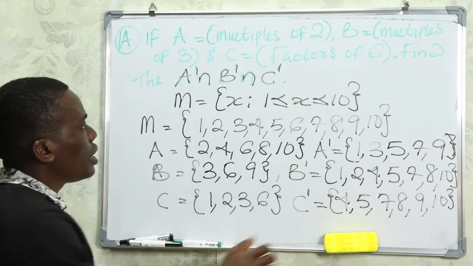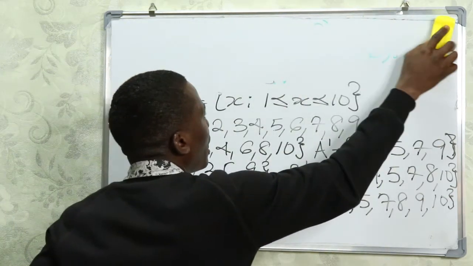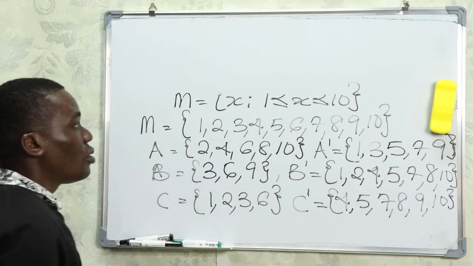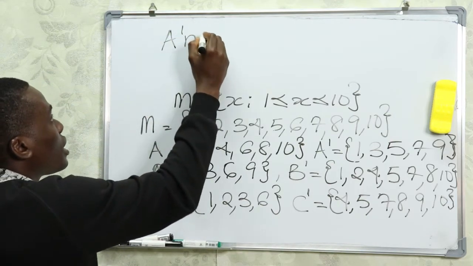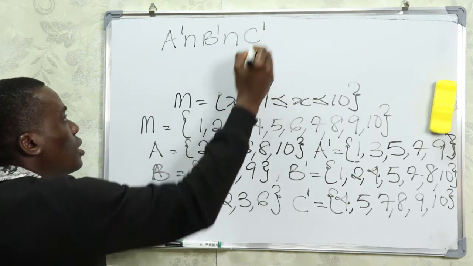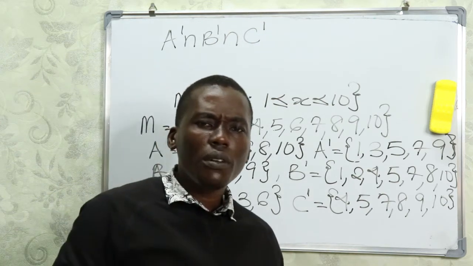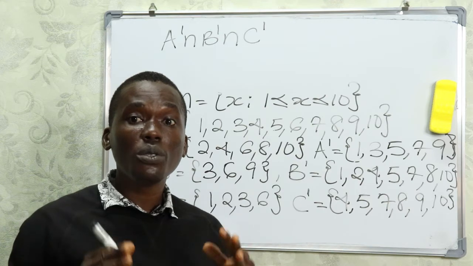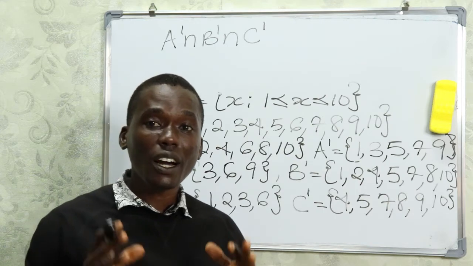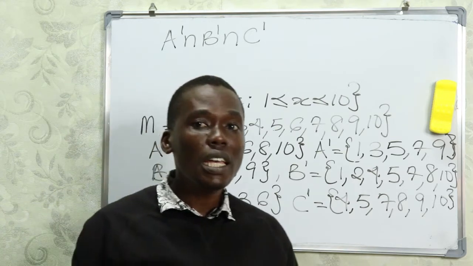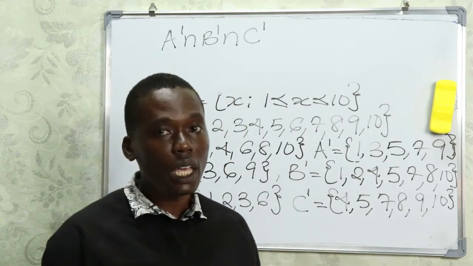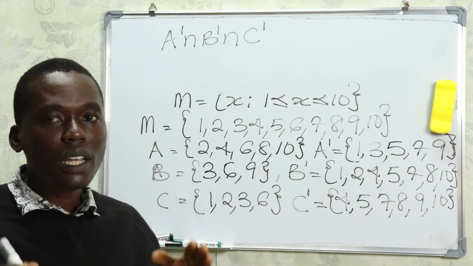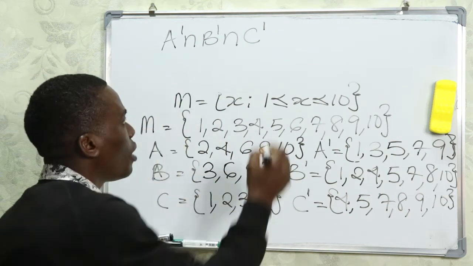Now we want to look at the intersection of all these sets, because we are asked to look for A prime intersect B prime intersect C prime. Since all these are subsets of the main universal set, the intersection of sets are those elements that are common to all those sets. So if I say A intersect B, I mean elements that are common to A and B. If I say A intersect B intersect C, they are elements that are common to A, B and C.